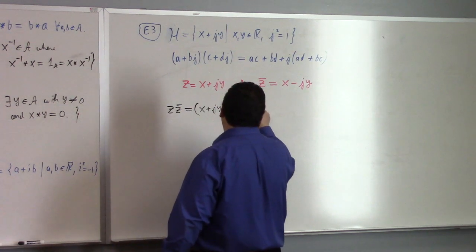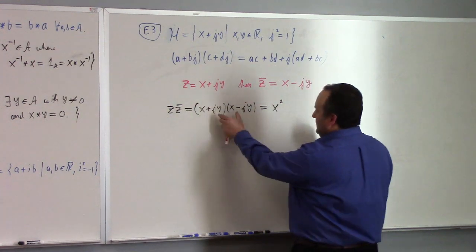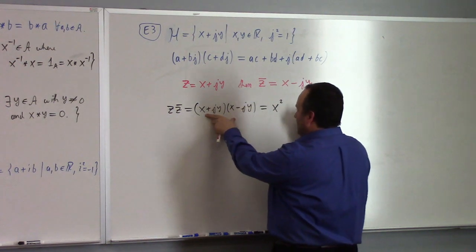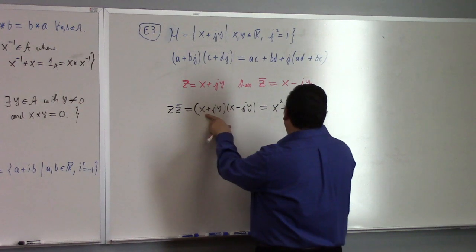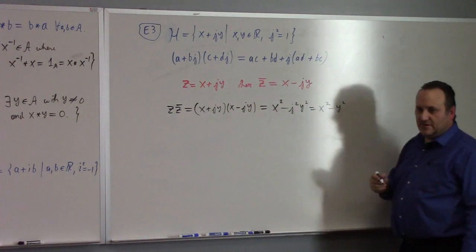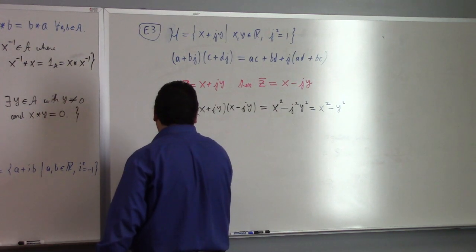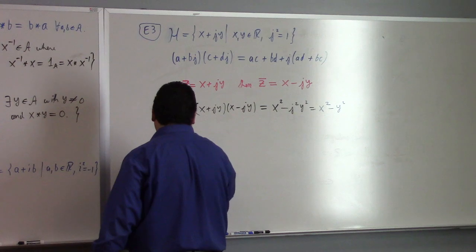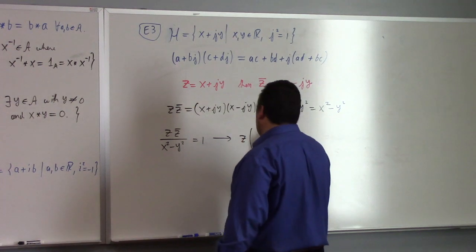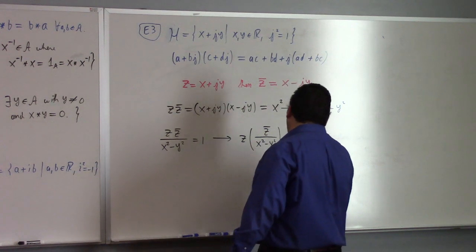times x minus jy, which works out to x squared. You notice that you get the same cross terms. You get plus jyx minus jxy. So the cross terms cancel, and you get minus j squared y squared, also known as x squared minus y squared. Now x squared minus y squared is just a number. So what this shows me is that z times z bar over x squared minus y squared is equal to 1.